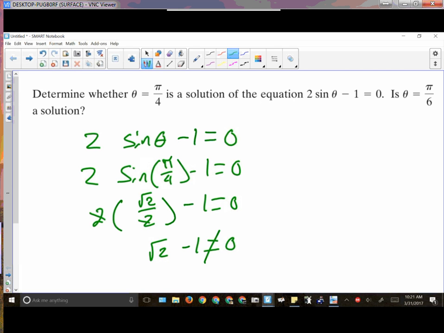Now, by going through and doing it the way we had done the first time, that also helps us identify what would be the solution. So when we were taking a look at this and we said the sine of theta had to be equal to 1/2, we had said that theta was going to be equal to pi over 6. So there we go. Seems simple enough, doesn't it?